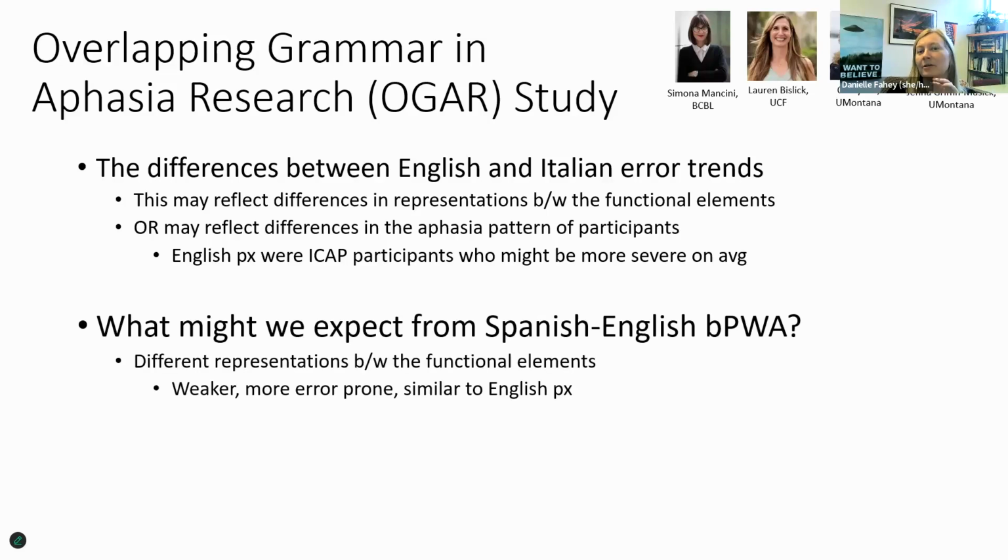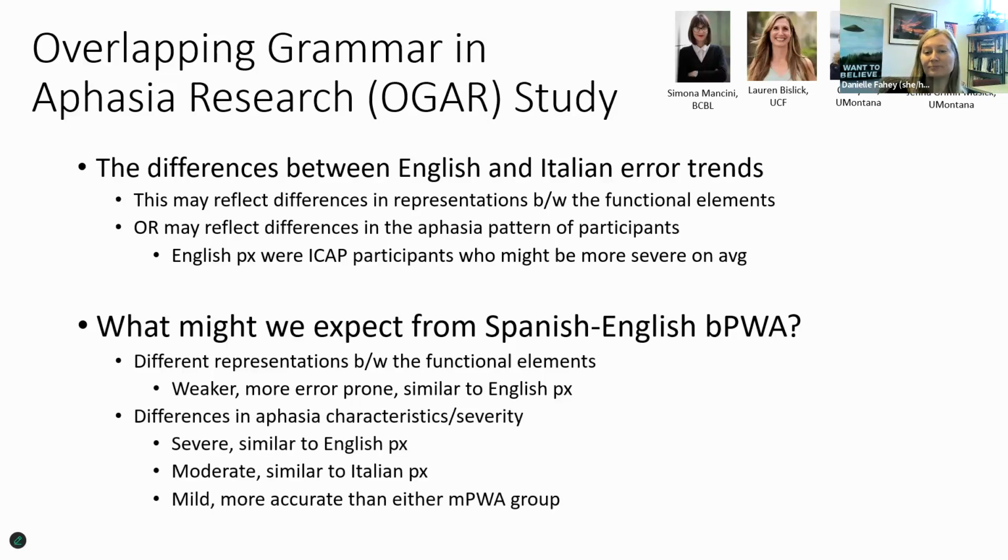So how might we extrapolate this to what we could expect from our Spanish-English bilingual people with aphasia? Well, we still need to get that Spanish monolingual data, but if it replicated the Italian results in Spanish, meaning that there might be different representations, this might indicate that the structure underlyingly is different, then it might be weaker and more prone to errors, similar to what we saw for the English patients. On the other hand, if it's due to differences in the characteristics of the participants in the study, we would probably then see differences by degree of severity, with severe having more omissions, moderate severity having more variability in the types of errors, and mild bilingual patients being more accurate than monolingual patients.